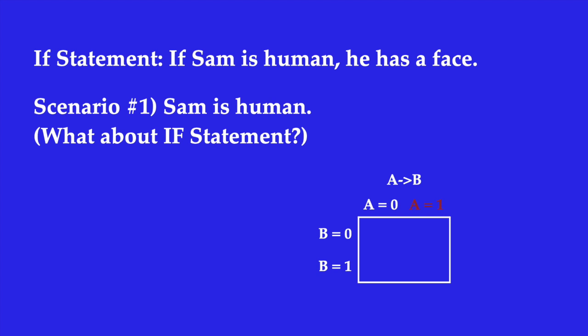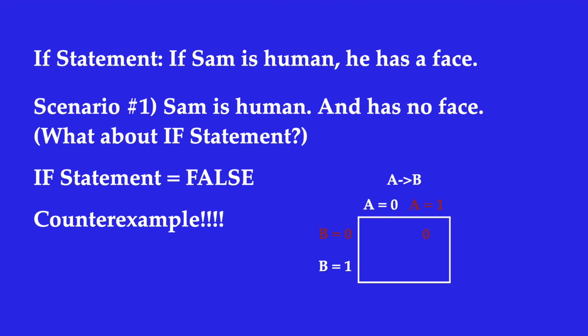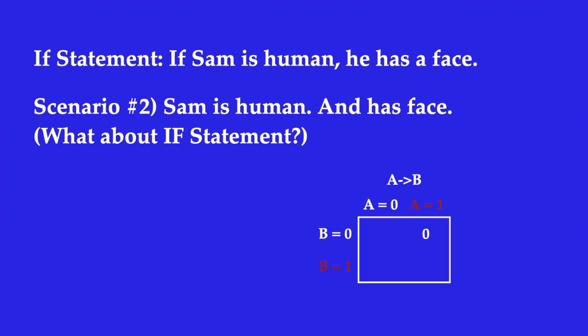Scenario 1, let's say Sam is human. That is A equals 1. Then, is the if statement true? It depends on what B is. If B equals 0, that means Sam does not have a face. But wait, he's human. That wouldn't make sense. It would make our if statement false. This would be an example of a counterexample. In scenario 2, on the other hand, if B equals 1, that means Sam does have a face, and then our if statement is true.